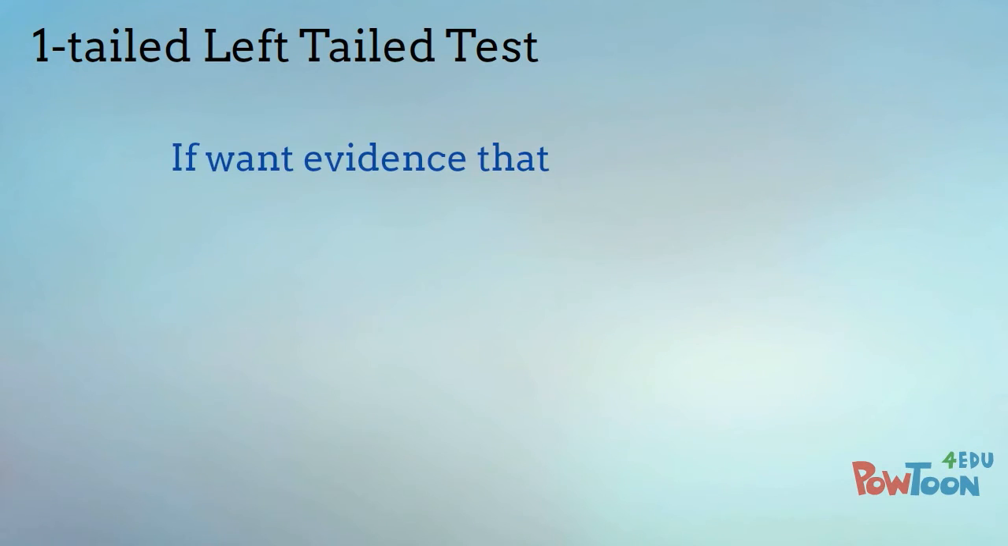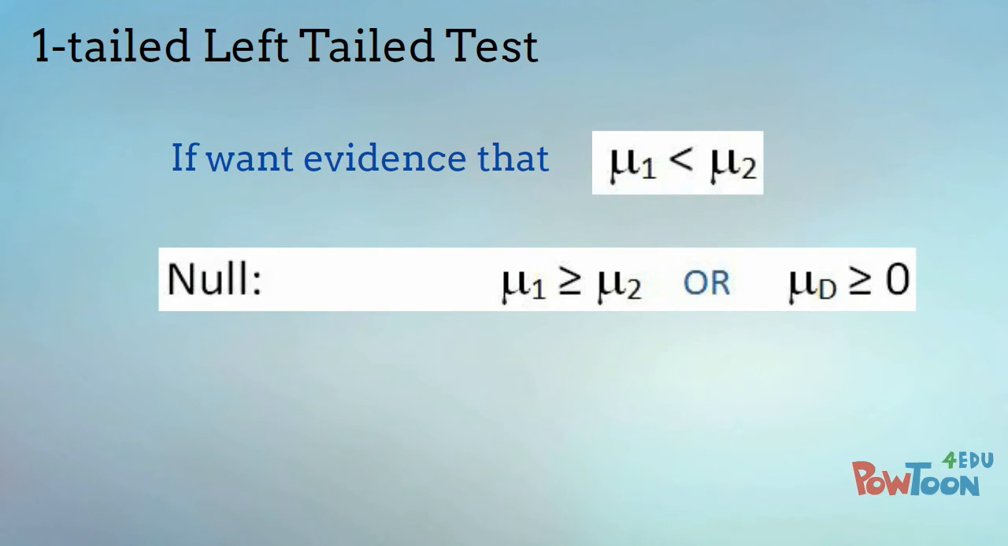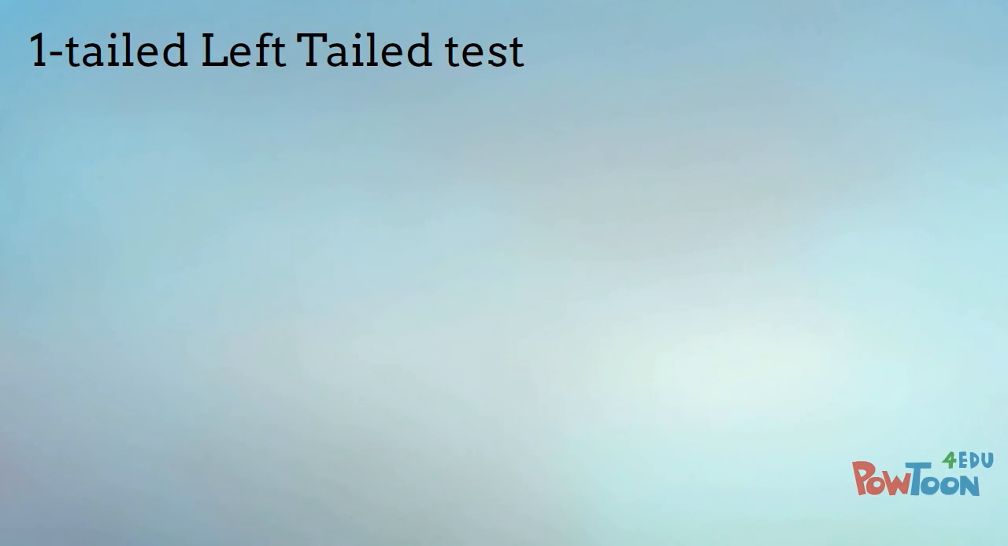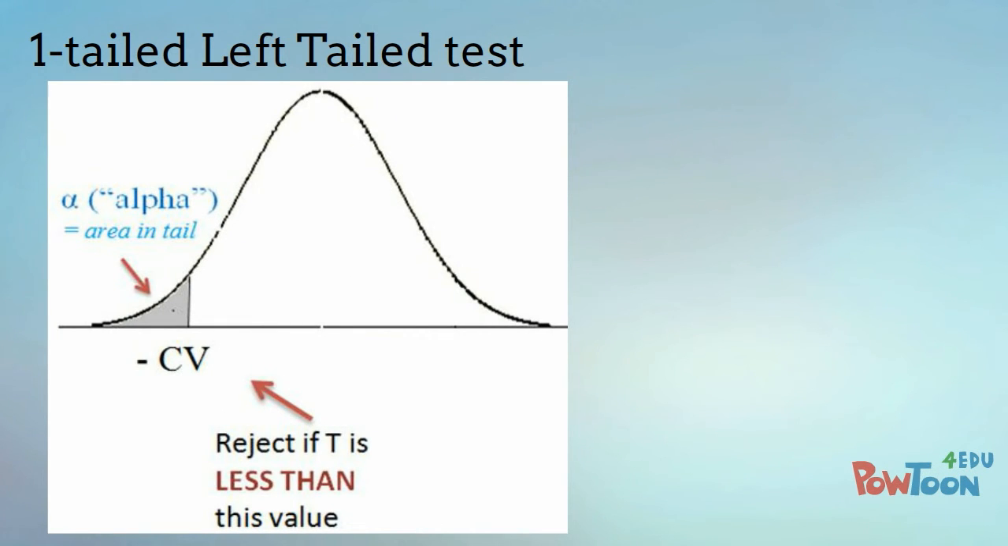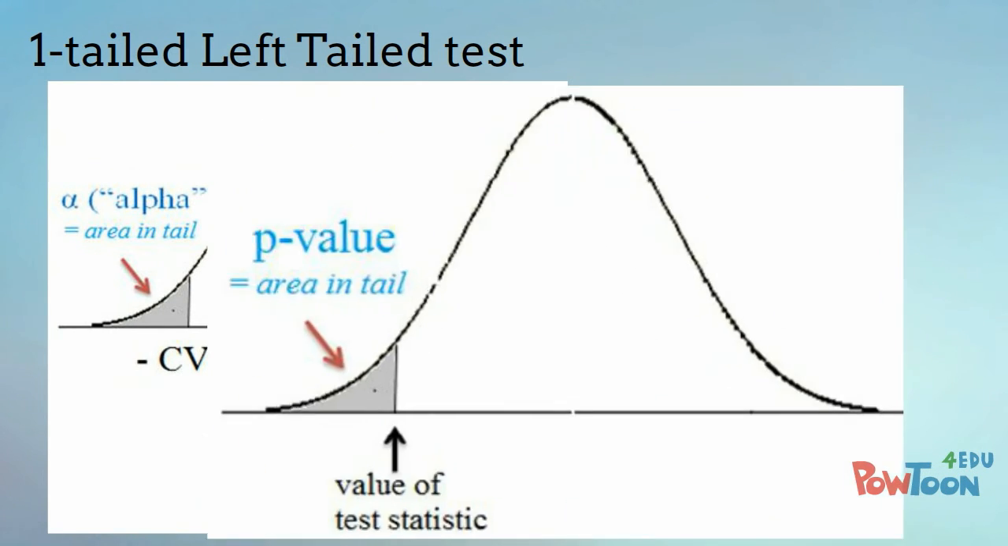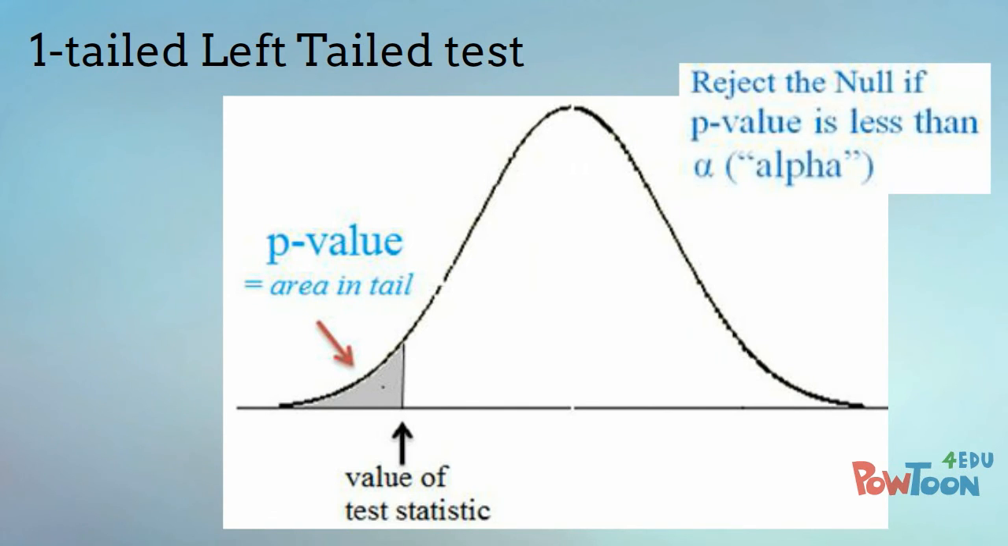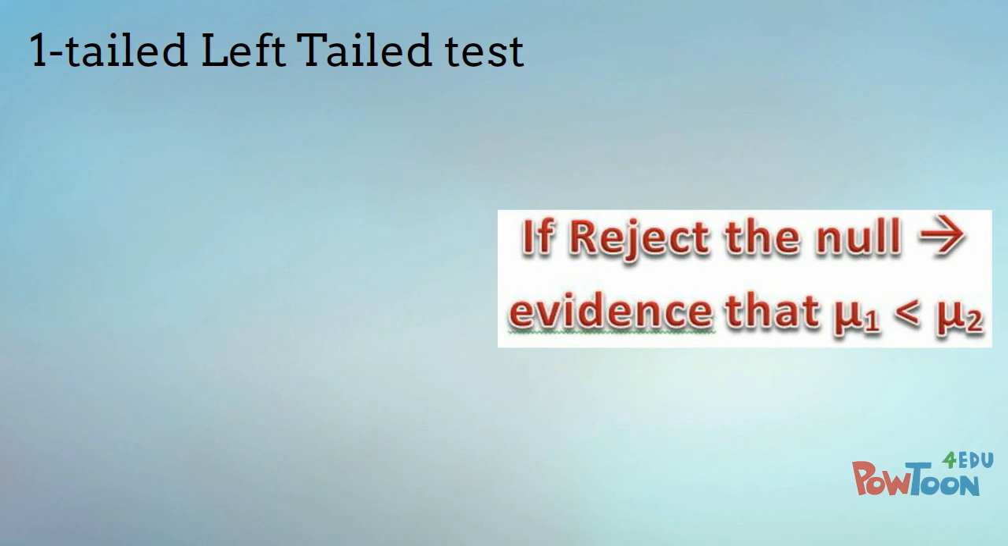For a one-tailed left-tailed test, that is, if we wish to find evidence to suggest that mu1 is less than mu2, our null is mu1 is greater than or equal to mu2, or that mu-d is greater than or equal to 0, and the alternative is that mu1 is less than mu2, or that mu-d is less than 0. The critical value will be negative, and we reject if the test statistic is less than the critical value. Or for a p-value approach, the p-value will be the area to the left of the value of the test statistic, and we reject if the p-value is less than alpha. For this type of test, if we reject the null, we conclude there is evidence to suggest mu1 is less than mu2.